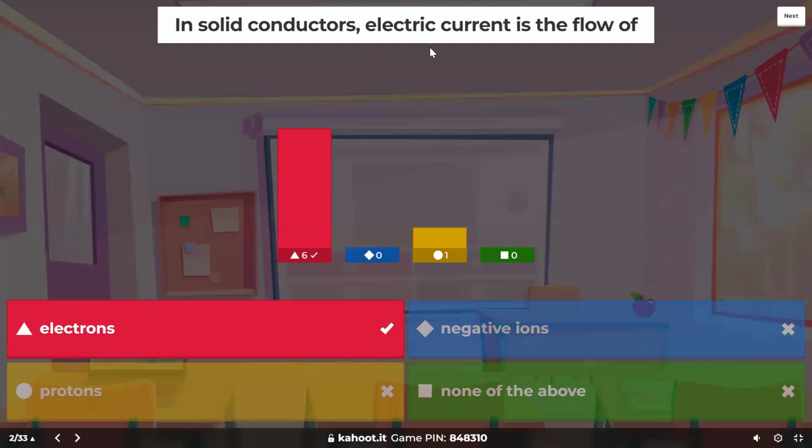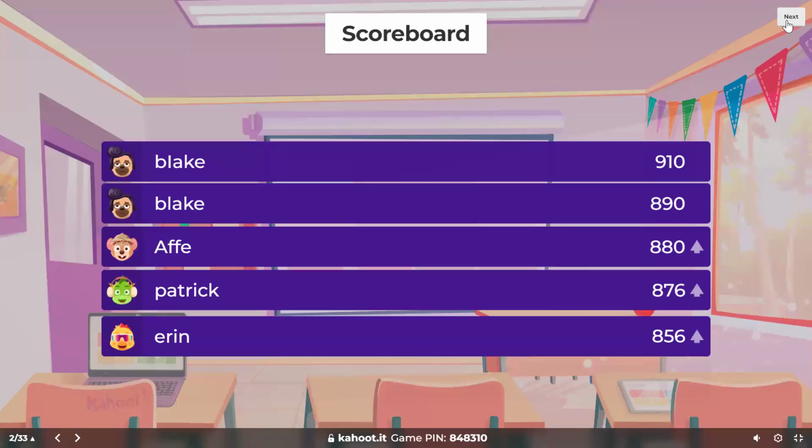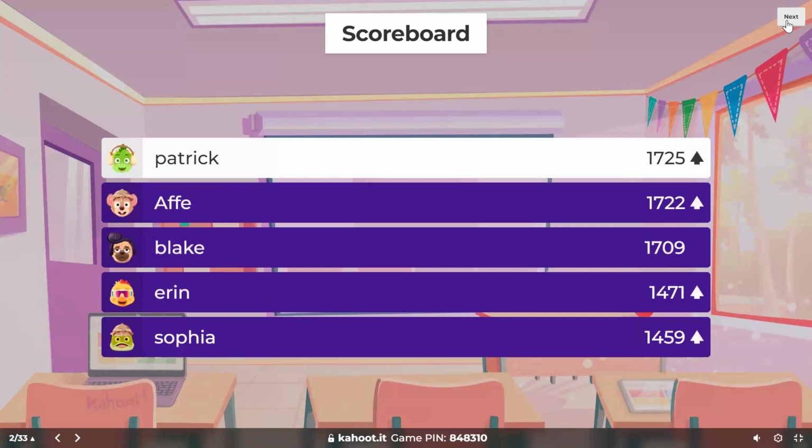Now, really, electric current is defined as the flow of positive charge, which is the opposite motion of the electrons, but it's a little technical detail. But yeah, there you go. That's the best answer. Electrons are flowing around. All right, got it. Sophia, Aaron, Blake, Kathy, Patrick.